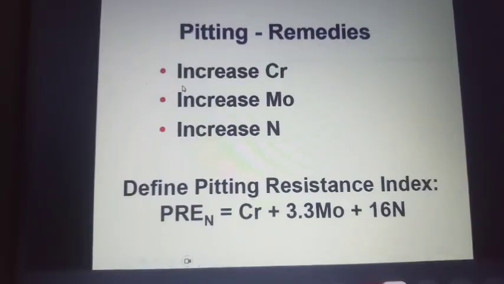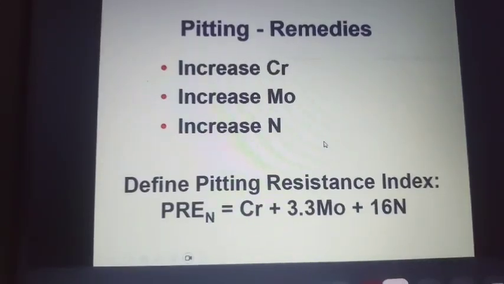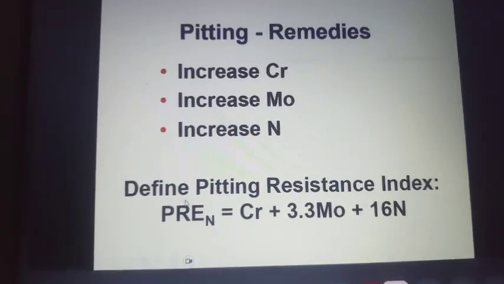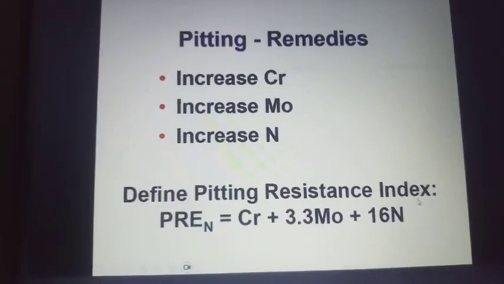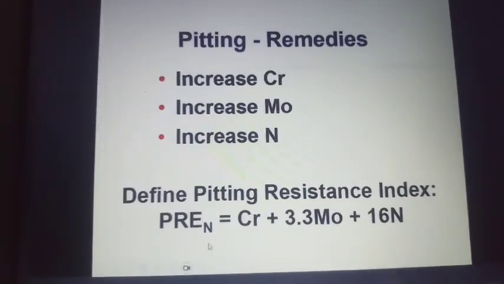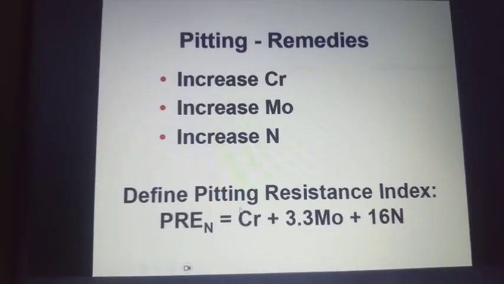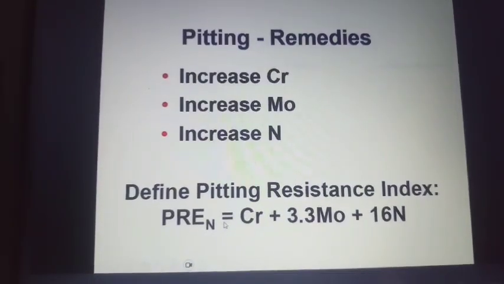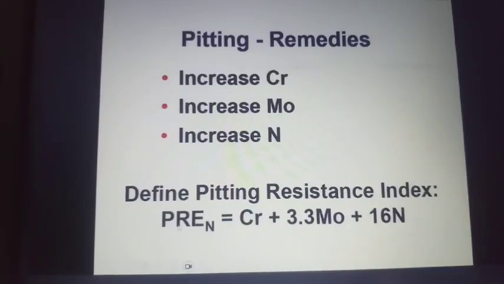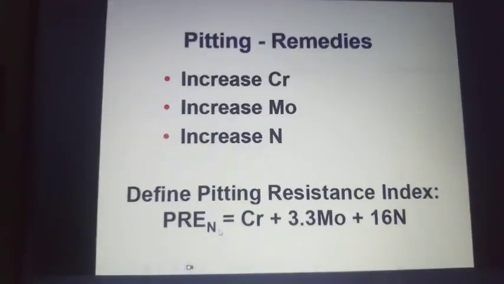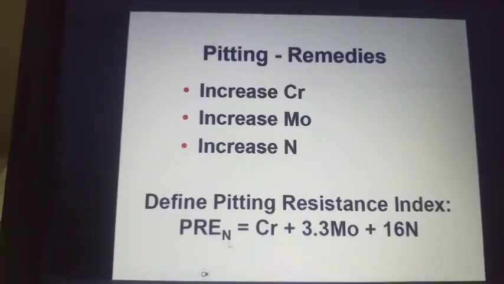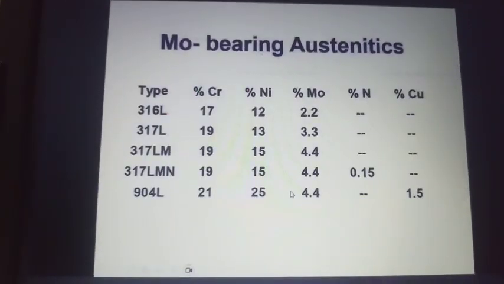The remedies for pitting are basically increase chromium, increase moly, increase nitrogen. As we would have come across a very common term called pitting resistance equivalent number. So this is chrome plus 3.3 moly plus 16 nitrogen. So basically if you increase chromium, moly, and nitrogen, then automatically your PREN increases. If your PREN increases, your pitting resistance increases, then automatically you will not have pitting.